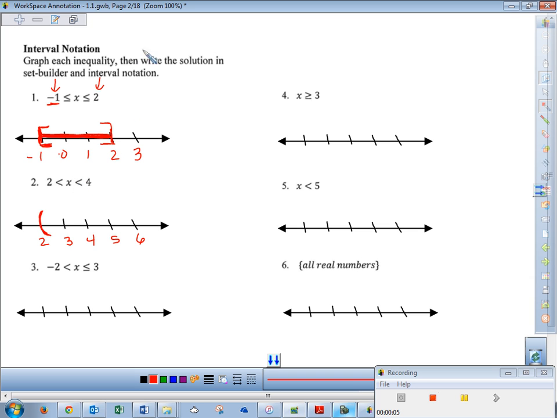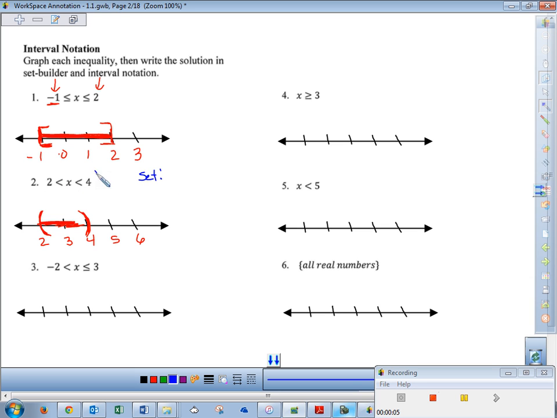4, oh, my bad. I didn't write the domain and range. And 4 was not included. And then we go inside of there, and I didn't finish the problem. It says graph each inequality, then write the solution in set builder and interval notation. So let's just start with number 2. Please label what you're doing.